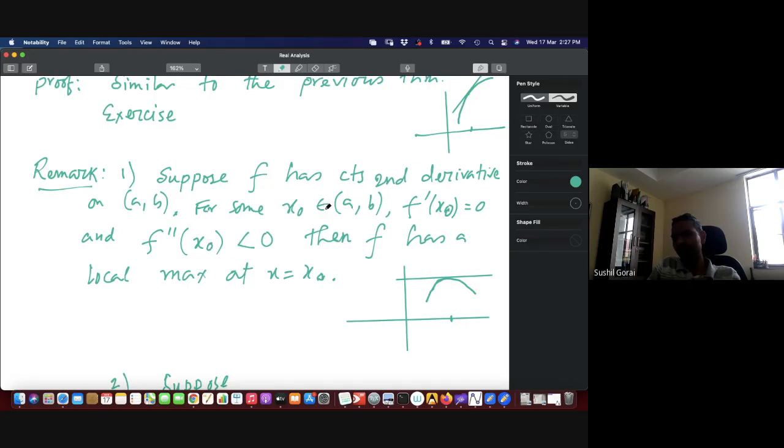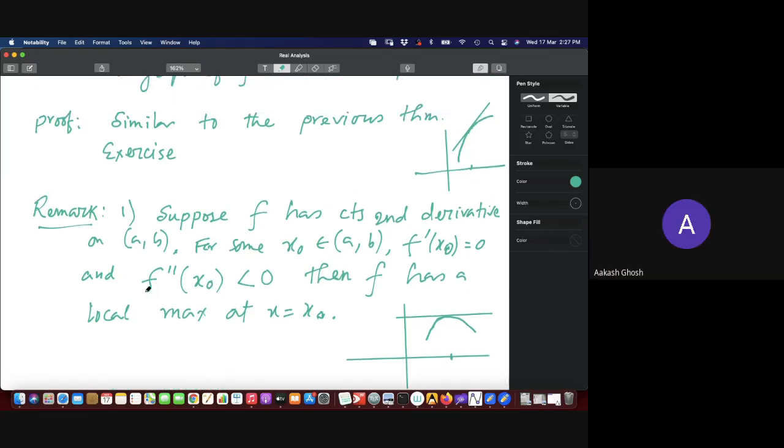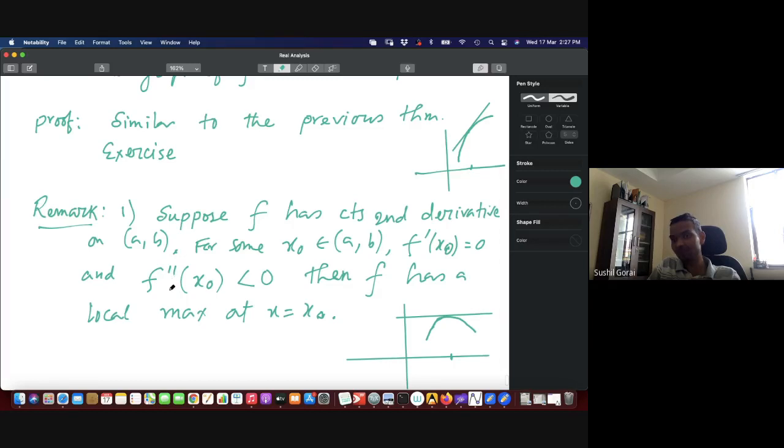It does not need to be continuous on the whole interval. So continuity in a neighborhood of x naught is good enough. Or if you assume this f double prime of x is less than zero for all x in a neighborhood of x naught, that is also good enough. You see my point? If you know this derivative is less than zero, not just at x naught but in a small neighborhood of x naught, then also it's good enough.